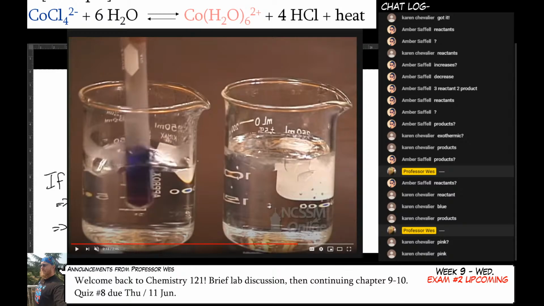Remember, heat can be treated as a substance in the reaction. And up there we have heat on the product side. If I add heat, it's like I have too many products. And if I have too many products, I've got to turn them into reactants, which makes it blue.